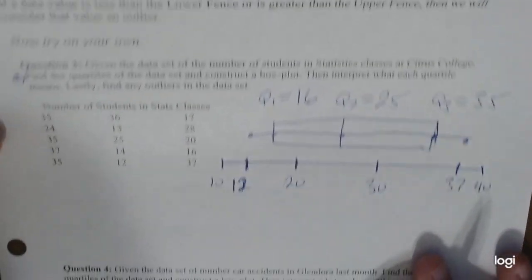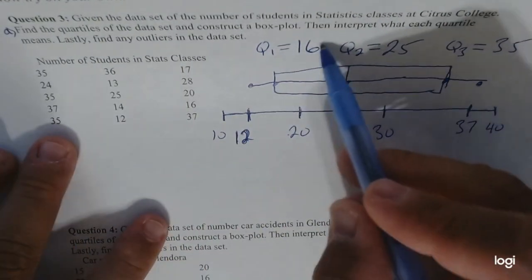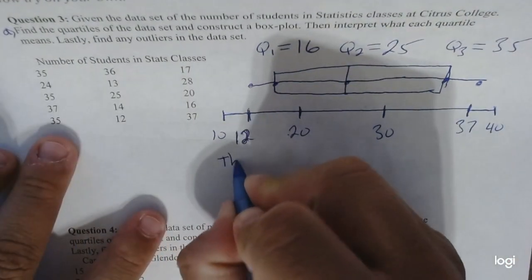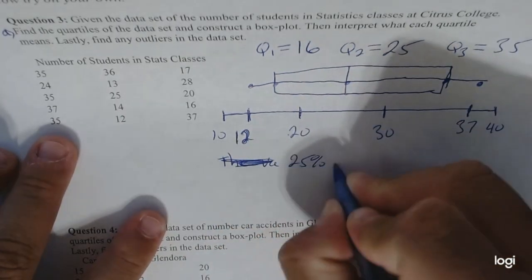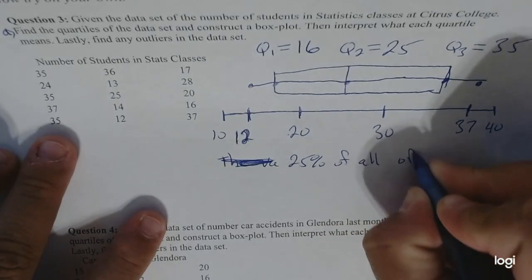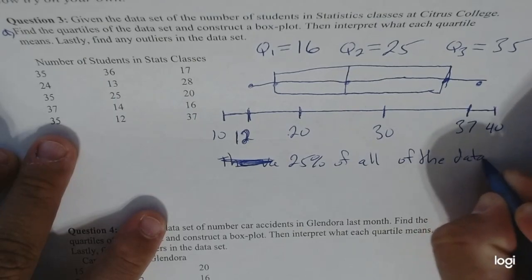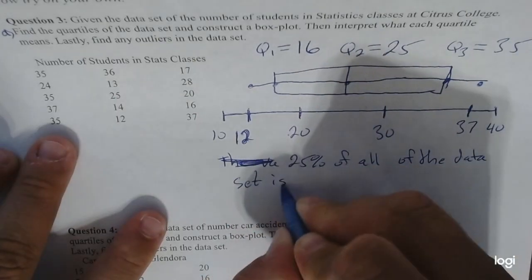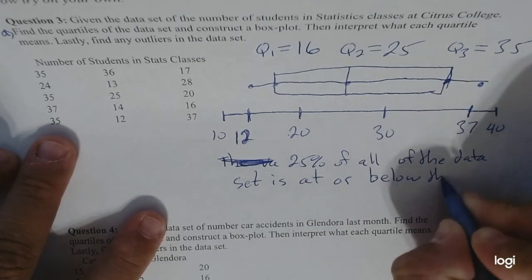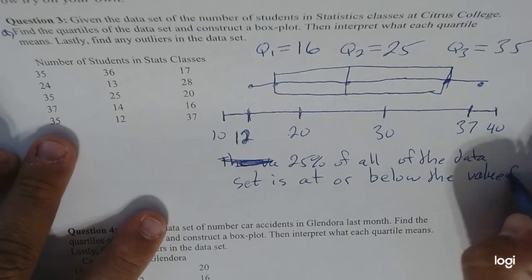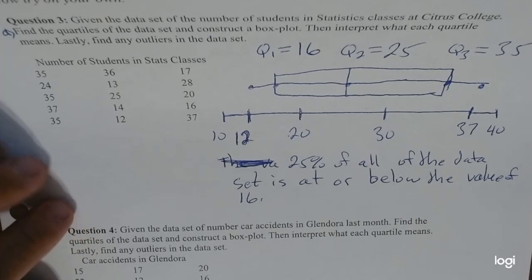And the next thing, we want to interpret each quartile. So I'll just do one and you guys can do the rest. So for, let's say, 16, right? Let's say 25% of all of the data set is at or below the value of 16. And the rest are almost identically the same.